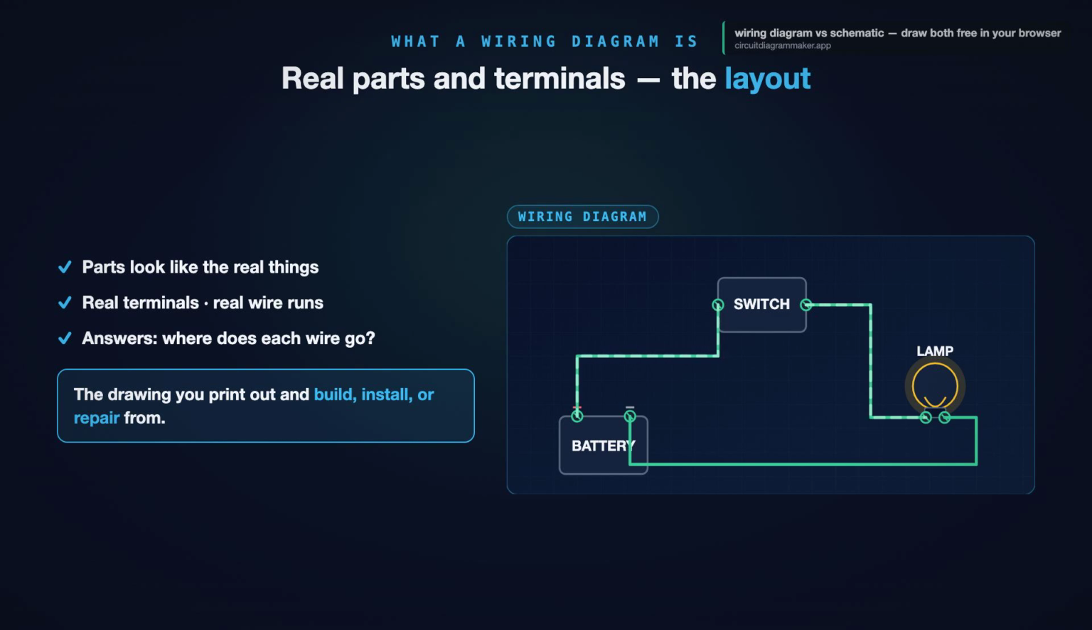The wiring diagram does not care about teaching you the theory. It answers one practical question. Where does every wire go? It is the drawing you print out and follow when you're actually building, installing, or repairing the thing.